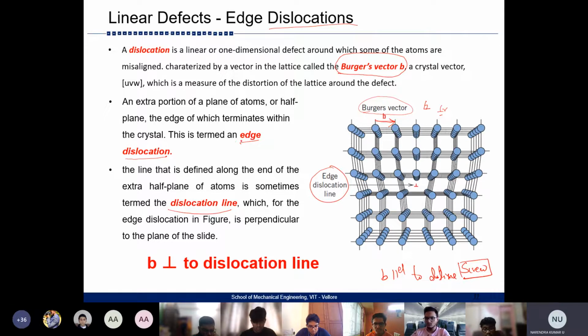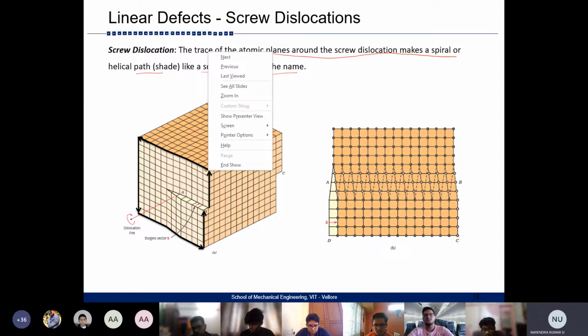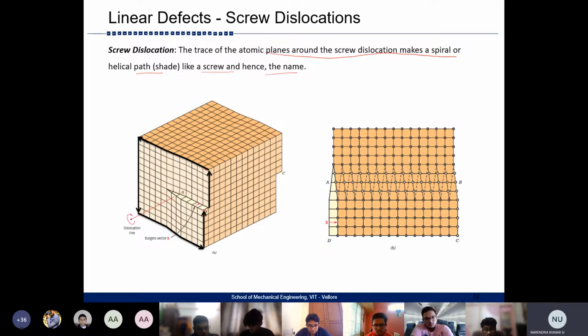So coming back to the topic, when I say edge dislocation, the Burgers vector is perpendicular to the dislocation line, and if it is parallel, it is going to be screw dislocation. So in this diagram, if you trace the atomic plane around the screw, it makes a spiral or helical path like a screw, and hence the name. So this black line is nothing but 1, 2, 3. If you count and see, it's the same. Only the starting point and the ending point are not the same. So this is your Burgers vector in this direction, and this region is your vision, which is nothing but the dislocation line, and this dislocation line is parallel to this Burgers vector. So that's why it is called a screw dislocation.